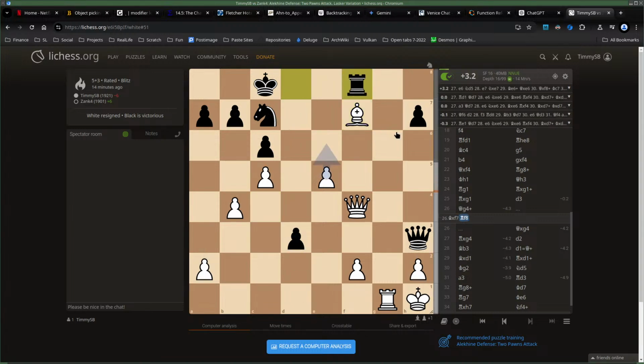What is then the problem with this? Surely I can't do this. It just takes it. The hell? Yeah, what? Plus 4.6 with this move. It just takes it. Huh? Okay, what I'm not seeing.